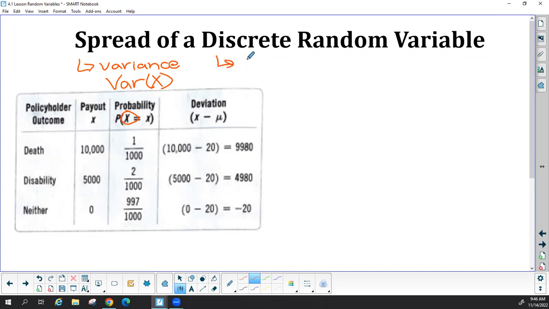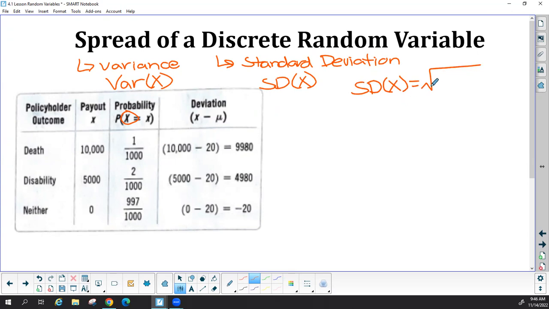And the other spread we'll talk about is a standard deviation. We'll refer to that or denote that as SD of our random variable X. And here's a note to say that the standard deviation is the square root of variance. So the standard deviation of our random variable is equal to the square root of the variance of our random variable. And that relationship is going to come into play in our next lesson when we start combining random variables.